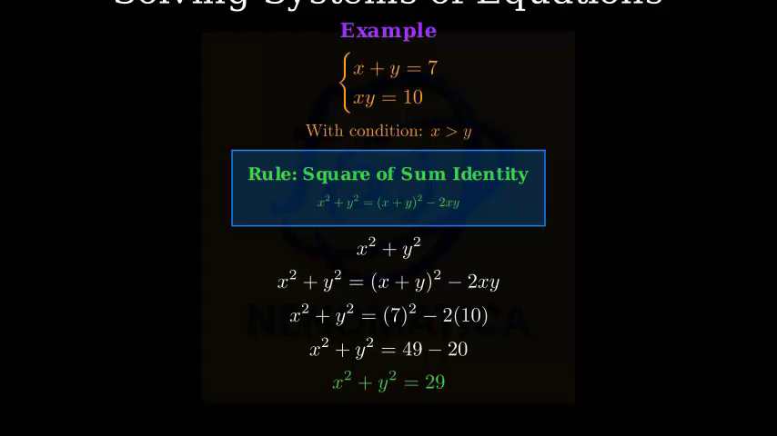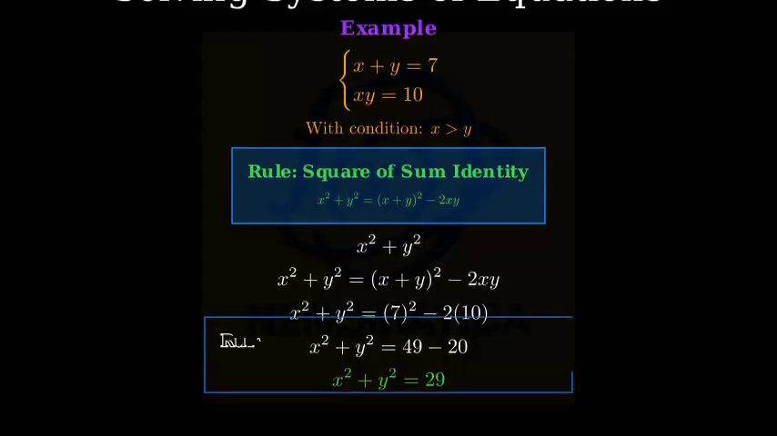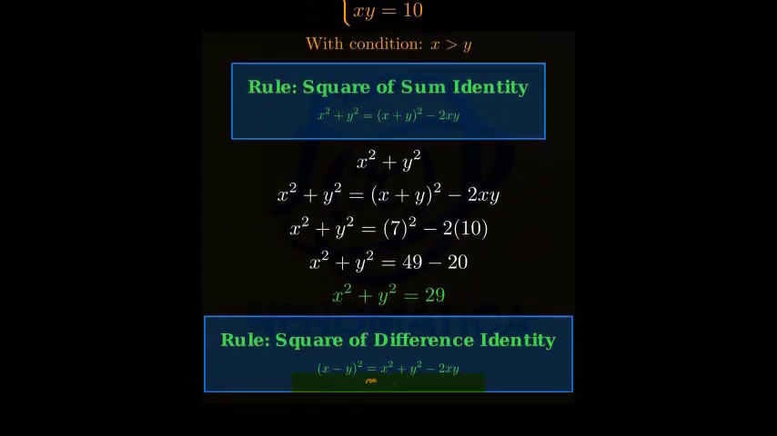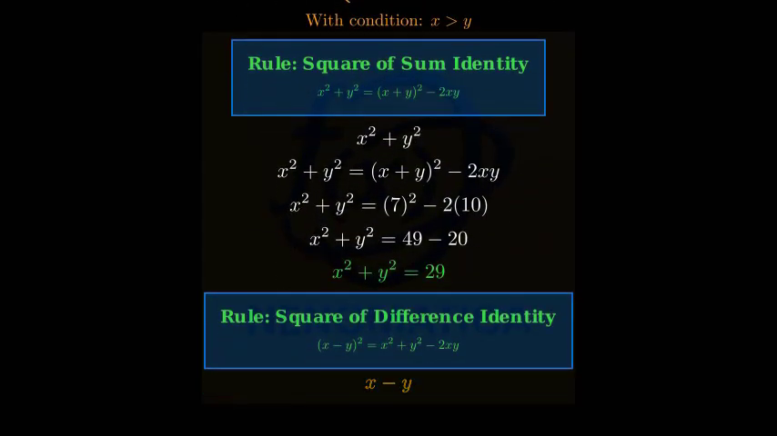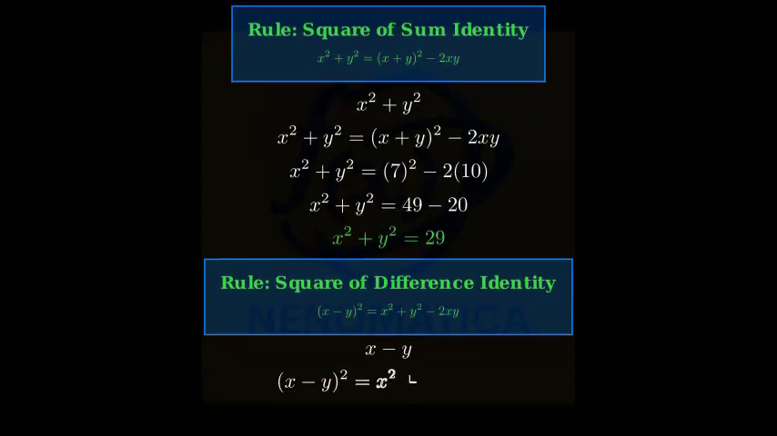Next, let's find the value of x minus y. We can use another algebraic identity that states the square of the difference of two numbers equals the sum of their squares minus twice their product. Let's apply this formula to find x minus y. We square both sides, and we get the square of x minus y equals x squared plus y squared minus 2 times x times y.